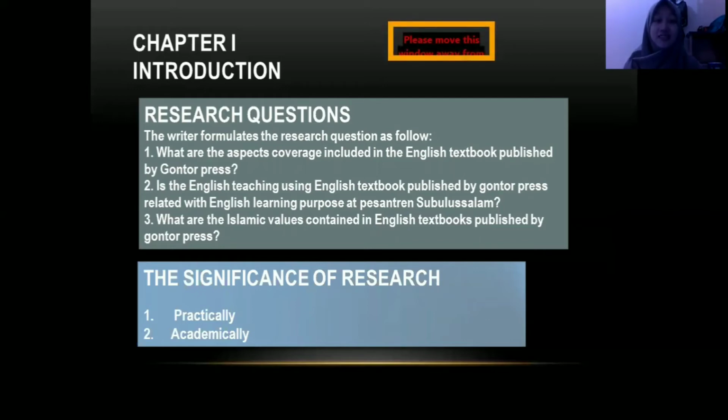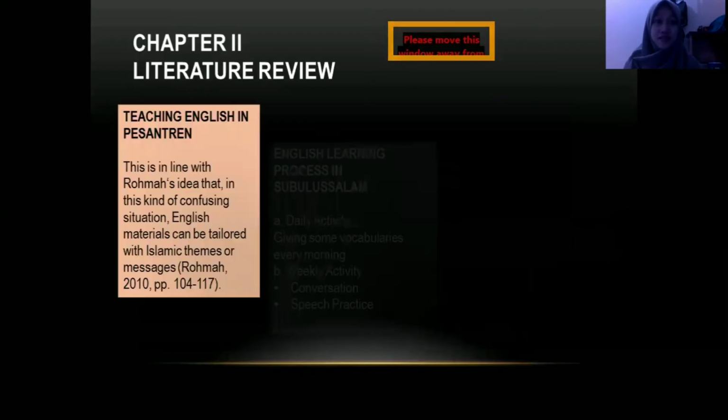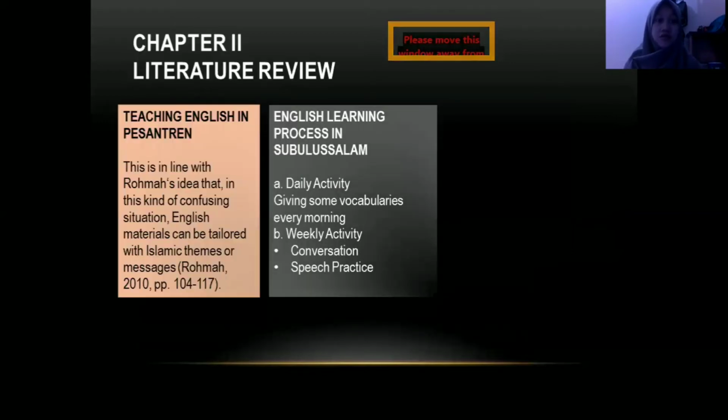And the last is the significance of research. The first is practically and the second is academically. The next is chapter 2 about literature review.